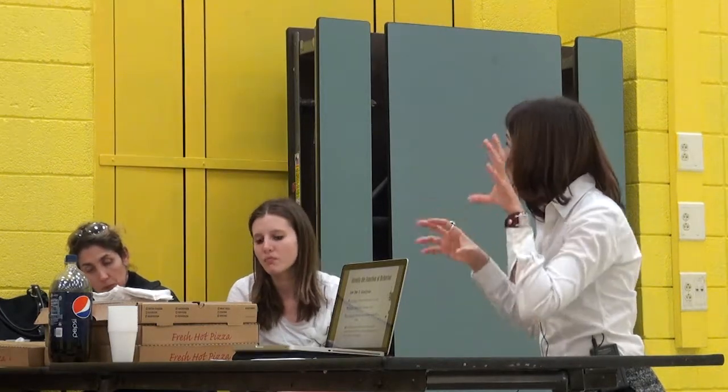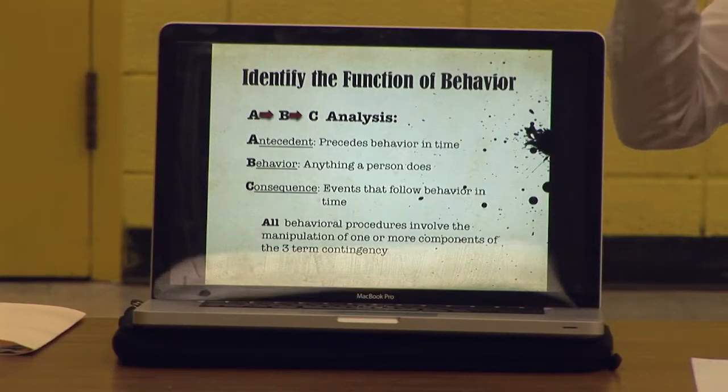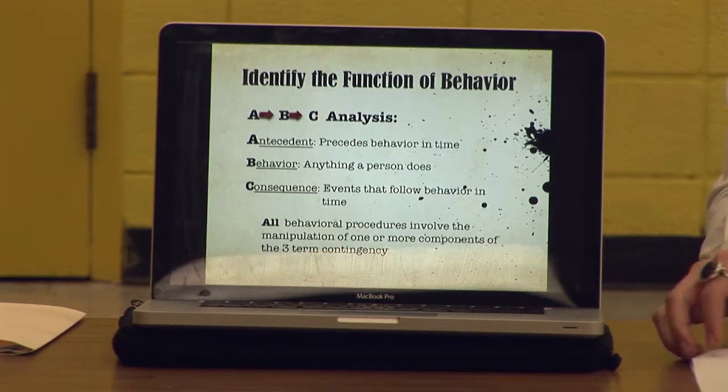And then the C stands for consequence. It's what happens after the behavior. So anything that immediately follows the behavior is a consequence, and that can affect the behavior. So all behavioral procedures involve a manipulation of one or more of the components of this three-term contingency, the antecedent, the behavior, or the consequence. And so by modifying antecedents or consequences, that's how we see changes in behavior.